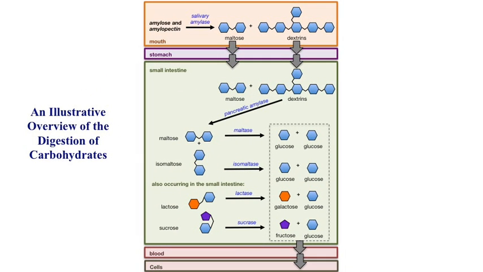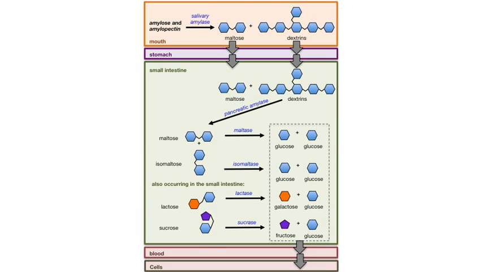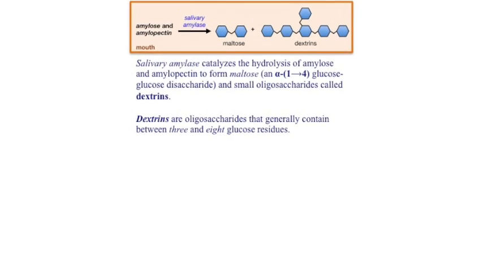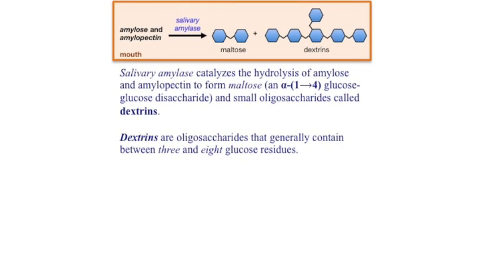You're looking at an illustrative overview of the digestion of carbohydrates. Digestion of carbohydrates begins in the mouth, where salivary amylase catalyzes the hydrolysis of amylose and amylopectin to form maltose, which is an alpha 1,4 glucose-glucose disaccharide, and small oligosaccharides called dextrins. Dextrins are oligosaccharides that generally contain between 3 and 8 glucose residues.